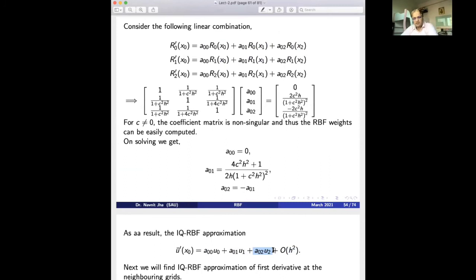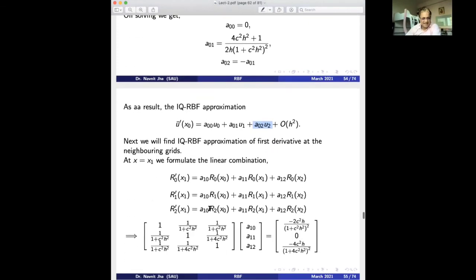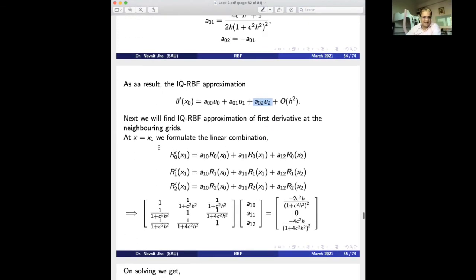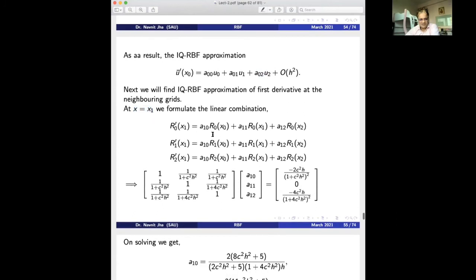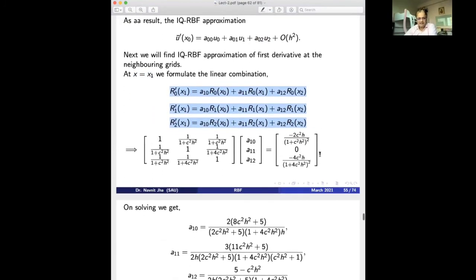Got the approximation at x0. This is also a second order approximation of the first derivative. Exactly on the same line, I will calculate the approximation at x equal to x1. By forming this kind of linear combination, I will have this.